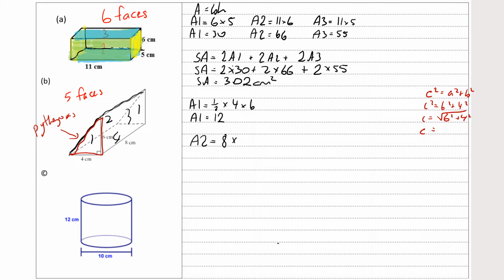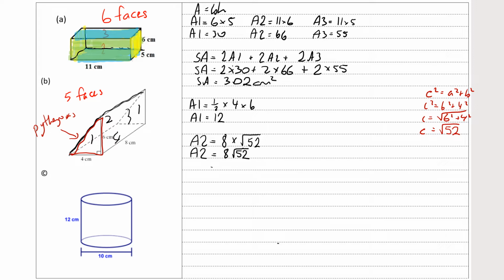Well, it's 7.211102551. Now, we do not want to leave that, or we don't want to round that. Okay, so what we're going to do is we're just going to leave that as the square root of 52. Okay, and we will round at the end, because if we round halfway through a question before we times, we're going to stuff something up. So, root 52. Area 2 is 8 times root 52, which we're just going to write as 8 root 52.